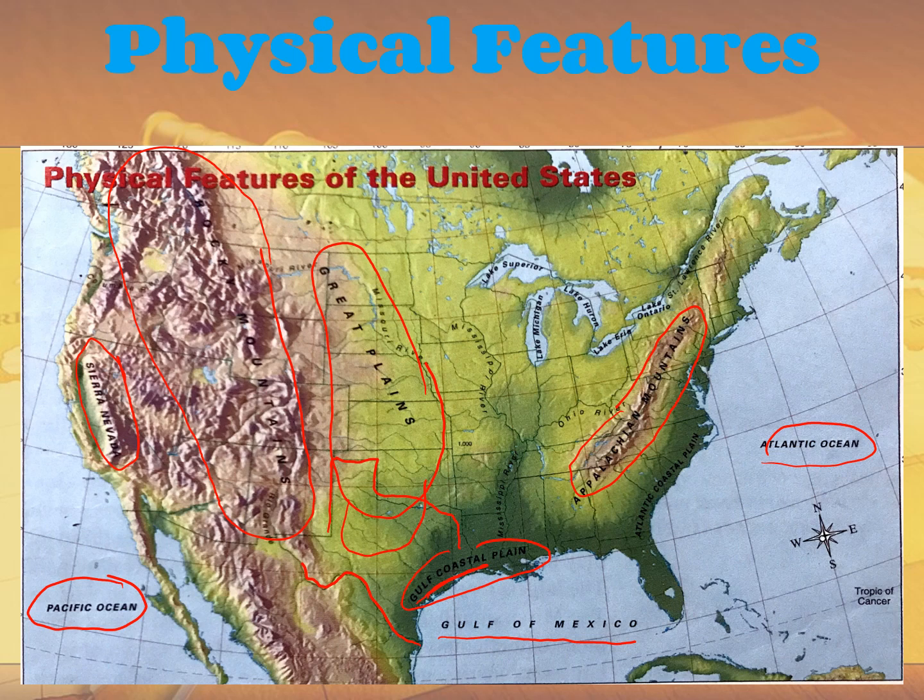Up here you see the 5 Great Lakes: Lake Superior, Lake Michigan, Lake Huron, Lake Ontario, and Lake Erie. They make up the 5 Great Lakes. And this long river here is the Mississippi River, which empties into the Mississippi Delta. And then the Missouri River is over here running through the Great Plains. Okay? So these are the most important physical features in the United States.